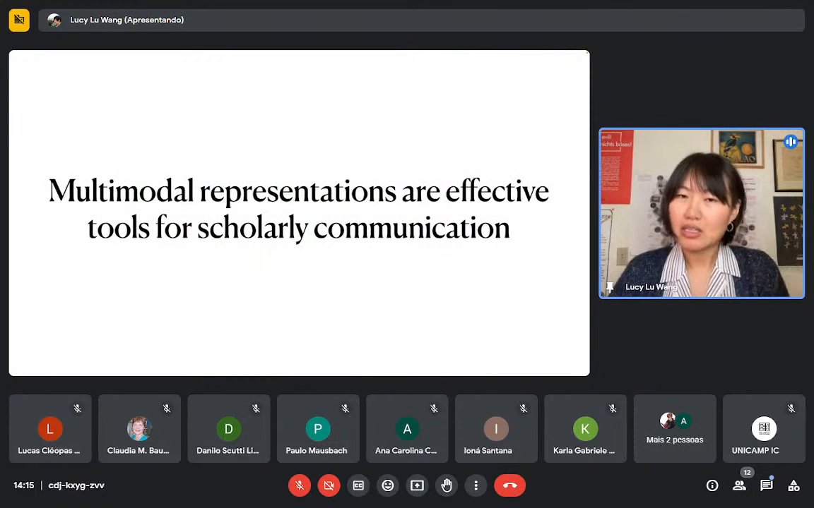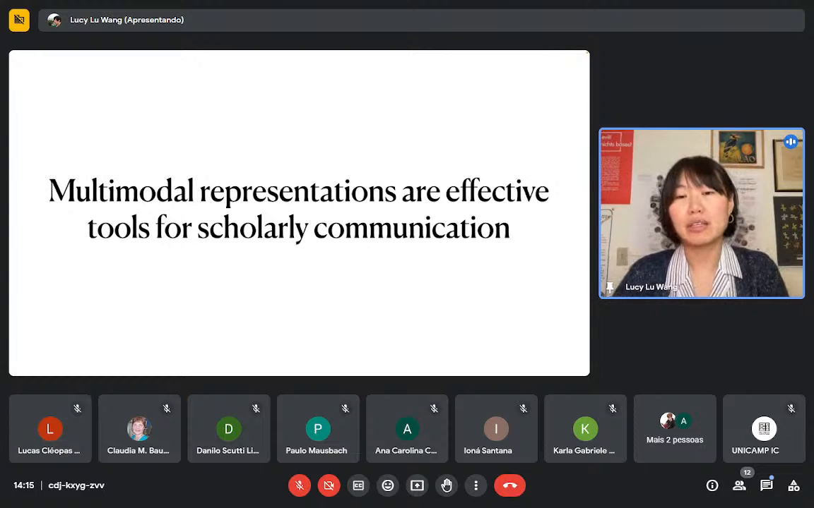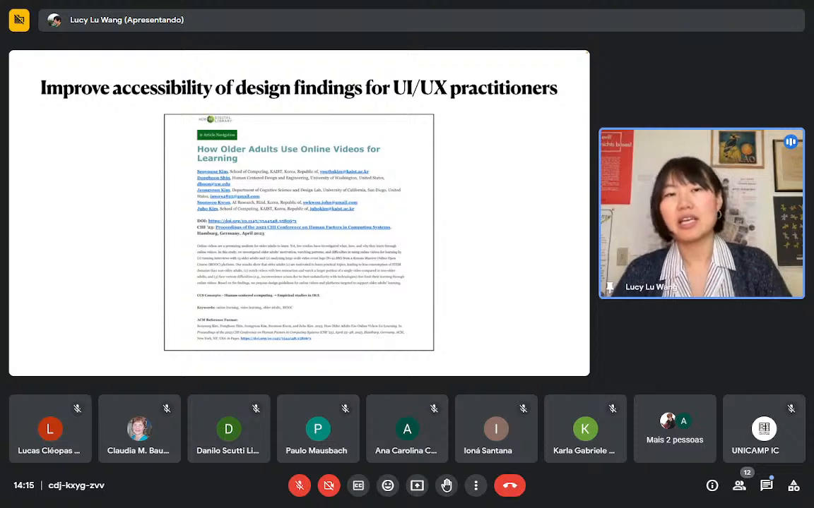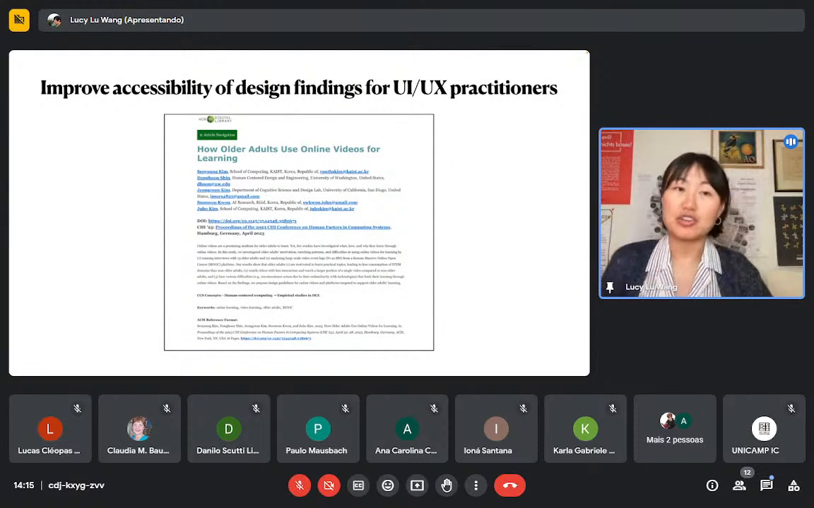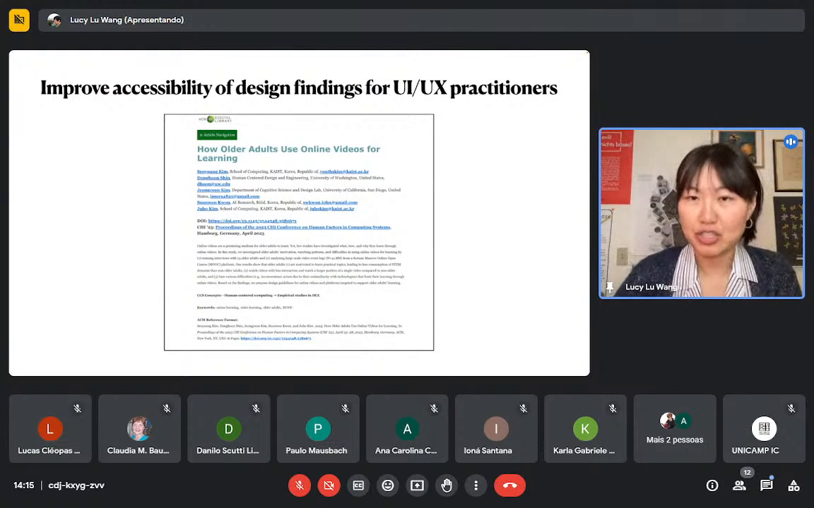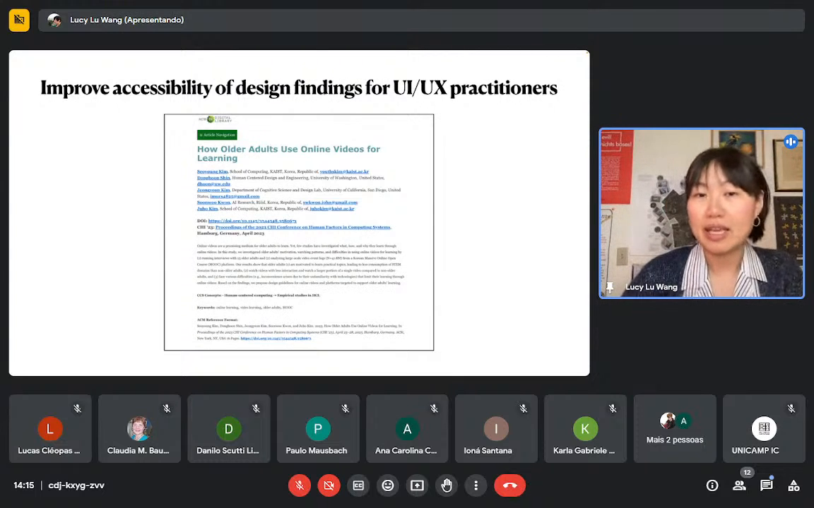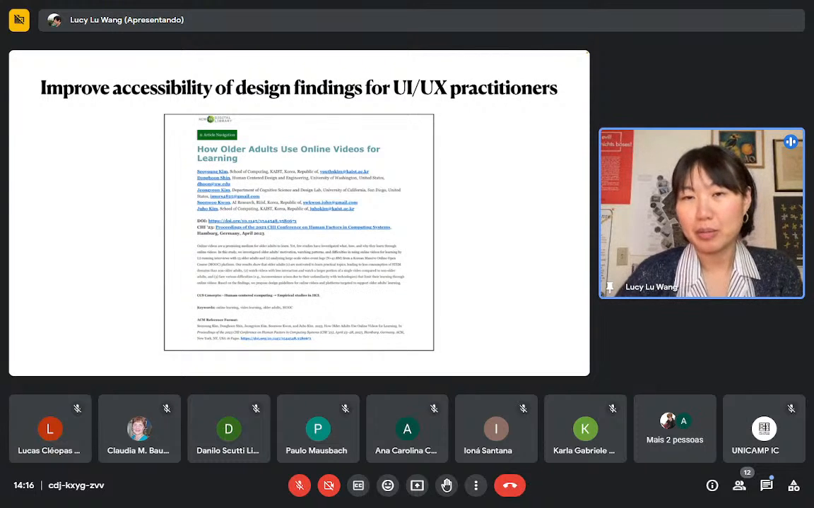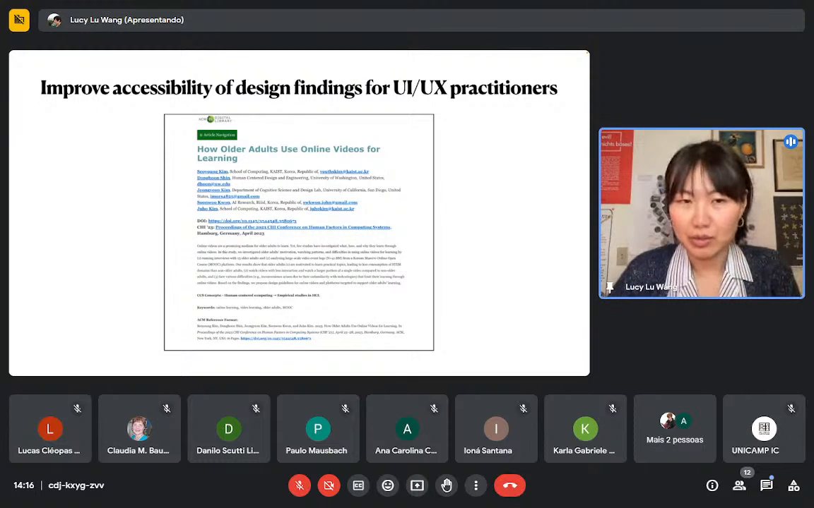So essentially, I think these multimodal representations, so textual, image, other media, are really effective tools for scholarly communication. And we wanted to test how well this might work on a subset of human-computer interaction papers that communicate design findings for design practitioners. This is just a screenshot of an example paper from the ACM Digital Library, a paper published in CHI about how older adults use online videos for learning.